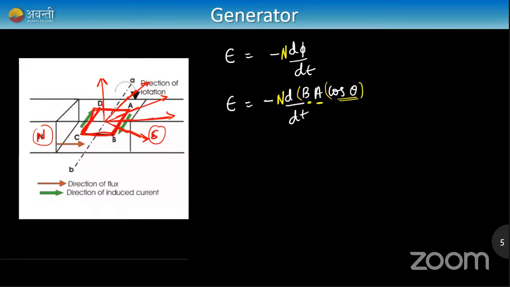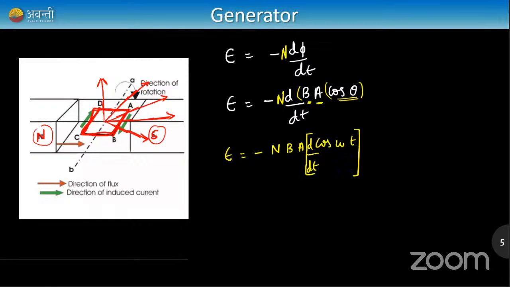So I can bring B and A outside, therefore EMF induced is equal to minus NBA cos theta, which can be written as cos omega t. So d by dt of cos omega t. This is the thing I need to differentiate.